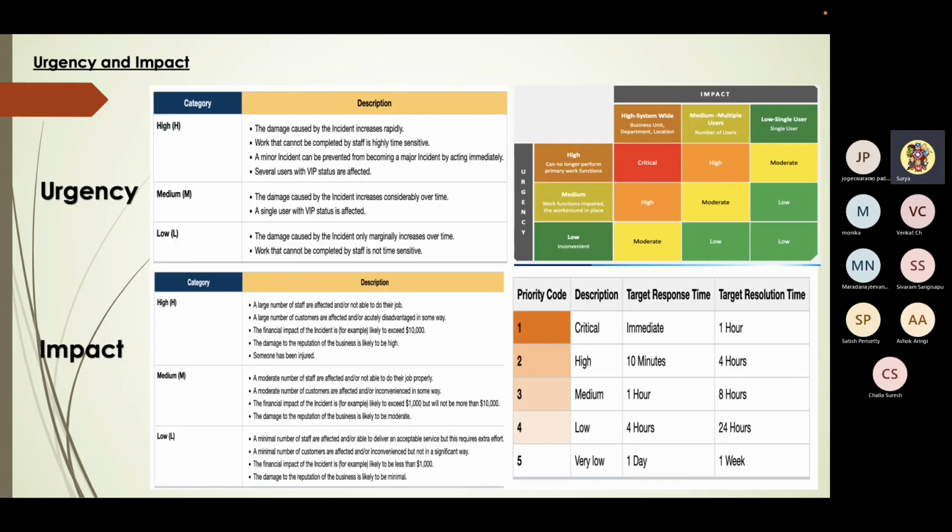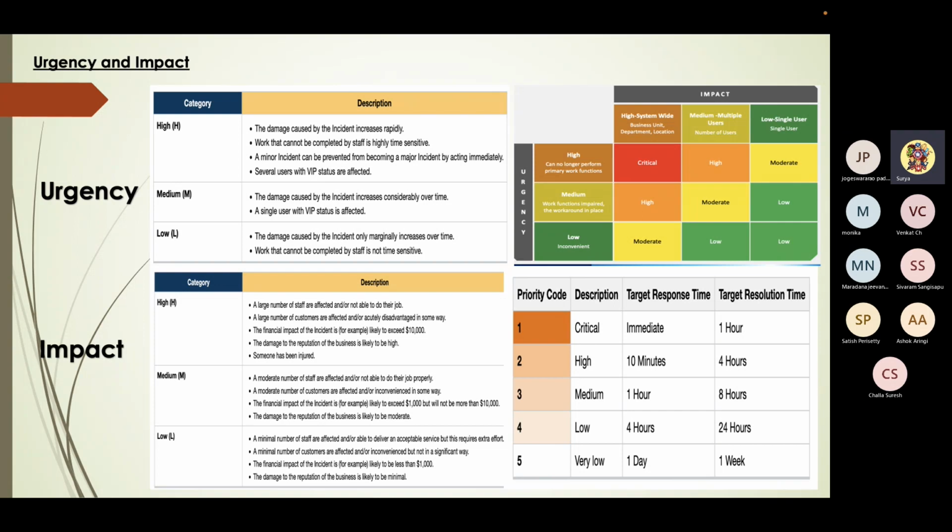So the key takeaways from this slide: what is urgency? What kinds of urgencies do we have? High, medium and low. What is impact? Impact is how badly it is affecting the organization. And what are the types of impact? High impact, moderate impact, and low impact. By correlating both urgency and impact, you prioritize the incident.